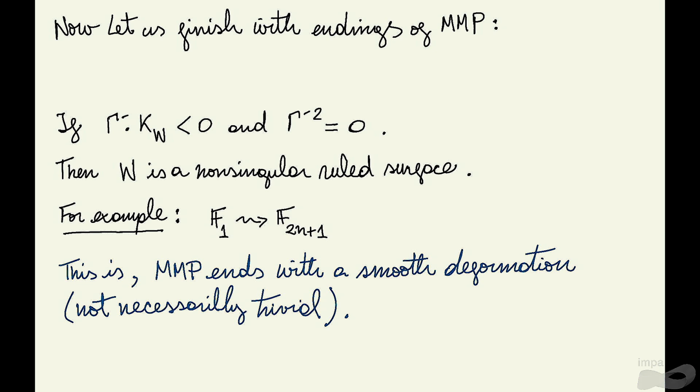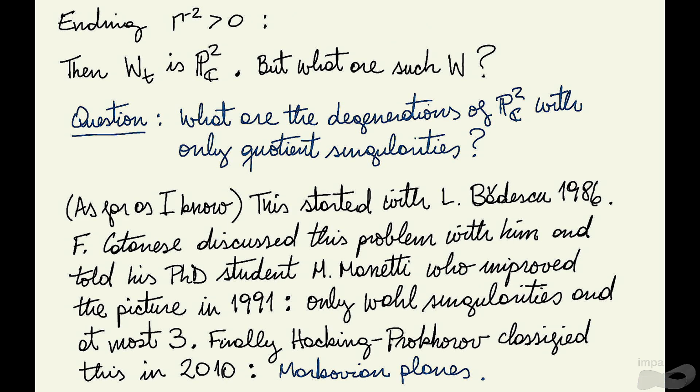So in that case, there are no Wahl singularities. You have a situation like this. So what happens in the other case? That is the one that I really like. So, if gamma minus square is positive, then the W_T has to be P2C.